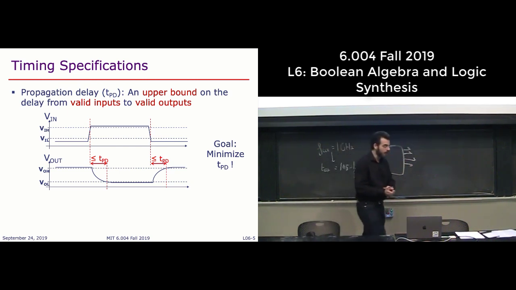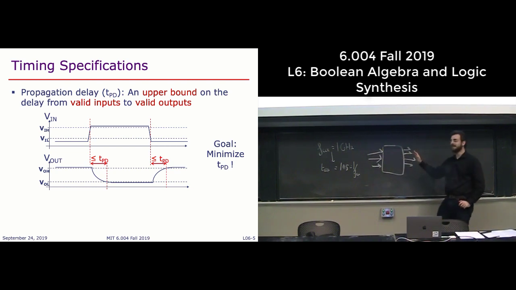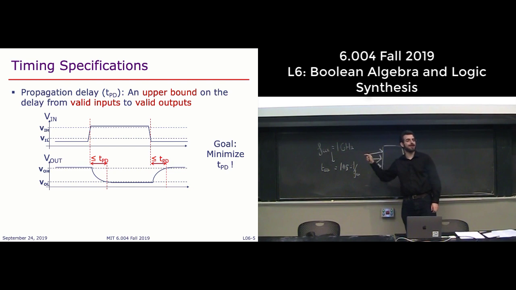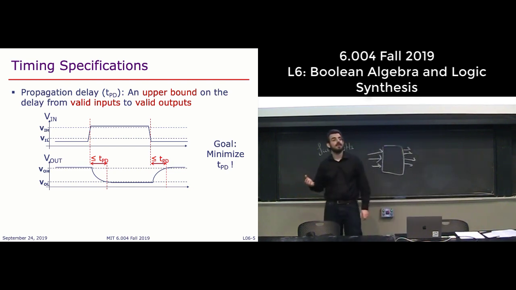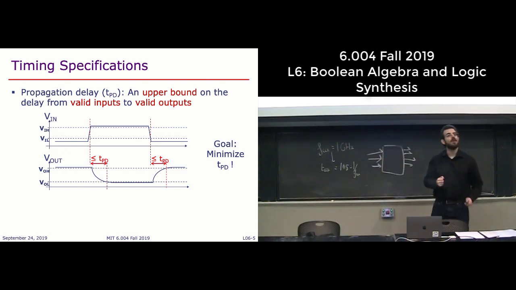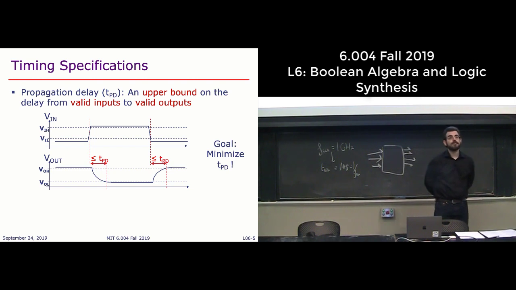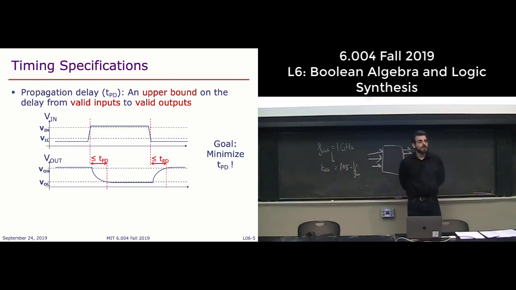And therefore we want the delay from any input to any output under all circumstances to be within 1 nanosecond, because otherwise we're not going to record the right value. So that is why we care about the worst case delay. And so we'll always be talking about the critical path delay, propagation delay, and so on. Okay, any questions?